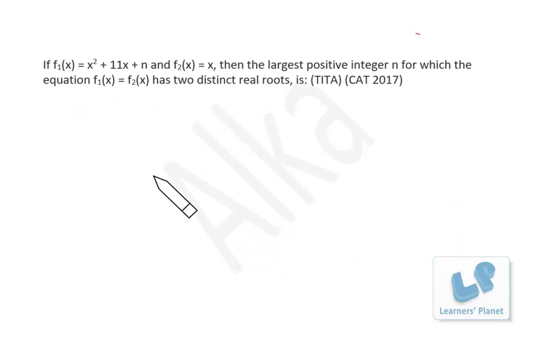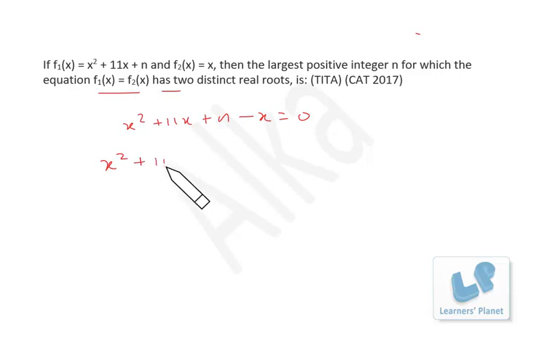So the next question is, once again, from CAT 2017 paper, a TITA problem. So you need to solve it completely. You cannot take the help of options. x square plus 11x plus n equals x, the largest positive integer n for which this equation has two distinct real roots. Okay friends, so x square plus 11x plus n is equal to x, so I can say minus x is equal to 0. So x square plus 10x plus n is equal to 0.